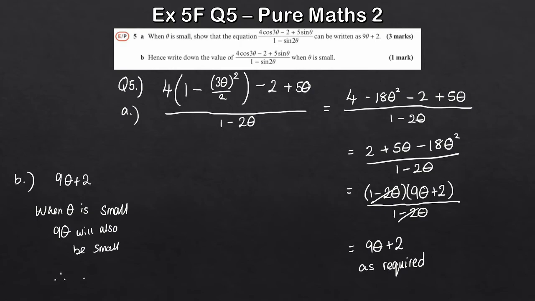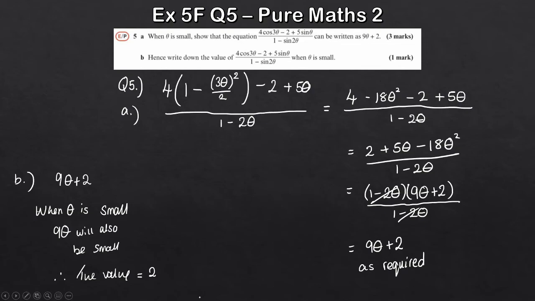So therefore, the value is just 0 essentially. Well, we're just going to consider it as 0 just for the sake of making life easier. I'll just get left with plus 2, or just 2. Like so, okay. And there you have it.